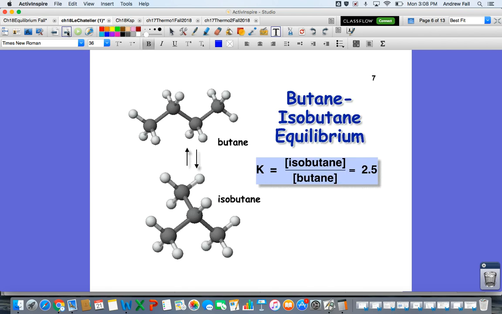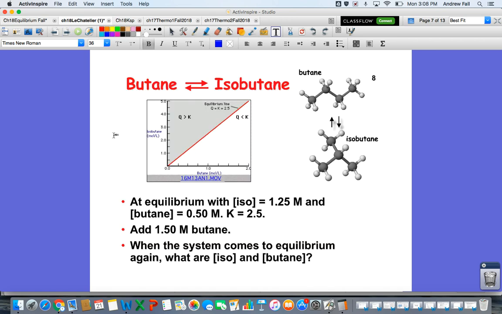So let's continue on with that and look at the reaction or the interconversion of butane and isobutane, where we're considering isobutane as the product. At equilibrium, you should have a ratio of these two things of 2.5 isobutane for every butane concentration equivalent. So at equilibrium, you could have 1.25 molar isobutane and 0.5 molar butane. That would give you a K value of 2.5.